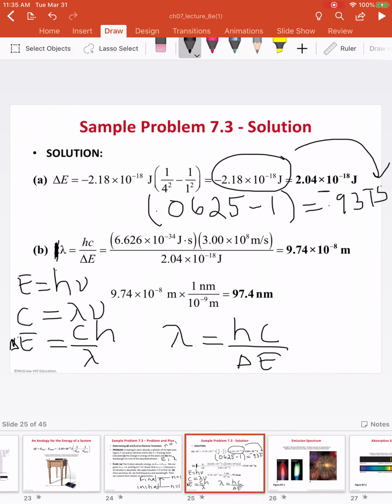In this equation, you have energy. It's okay to convert it to delta E. H is the Planck constant, 6.626 times 10 to the negative 34 joule seconds, and c is the speed of light. You divide by delta E, which you found from your calculation A. That will give you the wavelength in meters. Once you get it in meters, you can convert it to nanometers using 10 to the negative 9 meters equals 1 nanometer. Hope you get it.